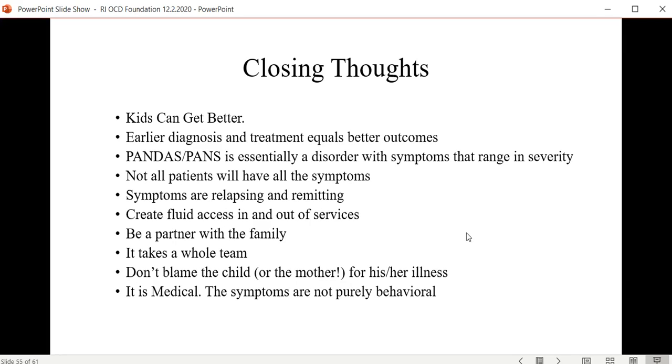Closing thoughts, kids can get better. Early diagnosis and treatment. If all pediatricians were PANS literate and they could see a sudden change in a child and start an antibiotic right away, we would rarely have anything to do. The sooner you treat this, the better it is.